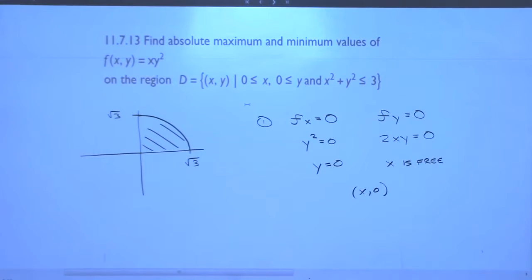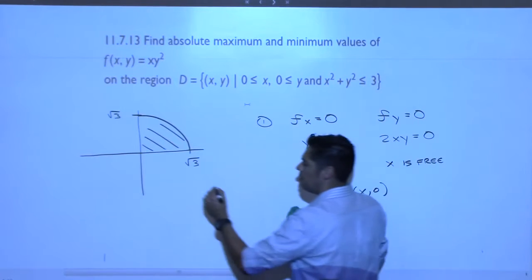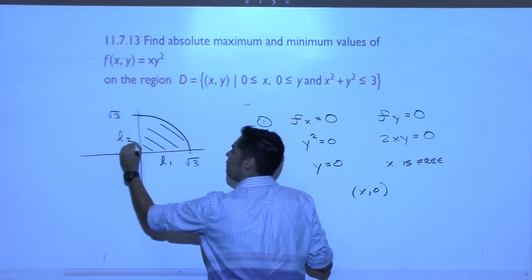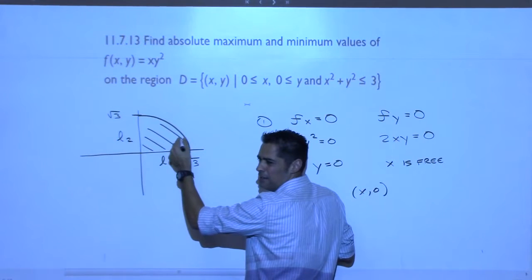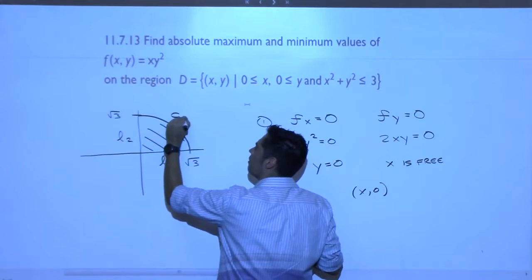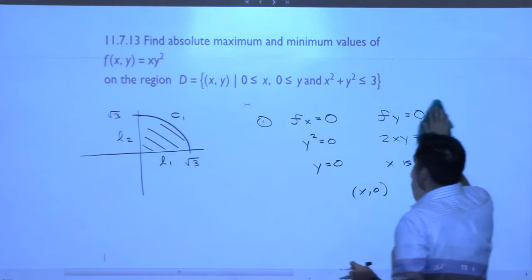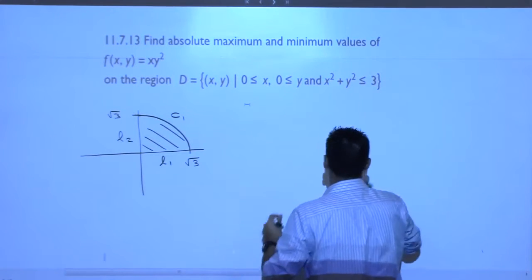Okay, so let's move along these. I'll call this L1, which will be along this edge. L2 here. I shouldn't call that L3, right? It's not straight. So I'll call it C1 for curve 1. So I'm going to go around L1, L2, and C1. I think we can move quicker through this one.